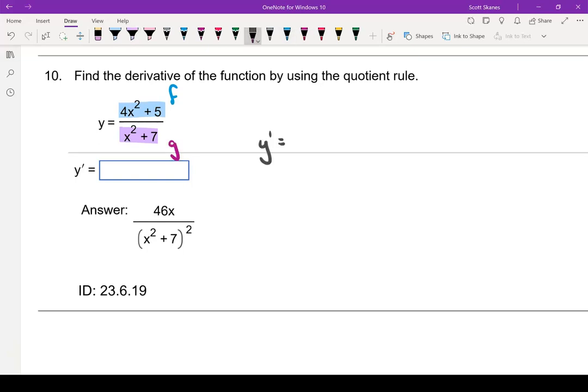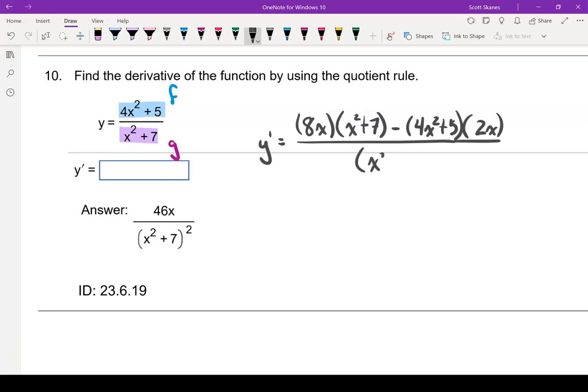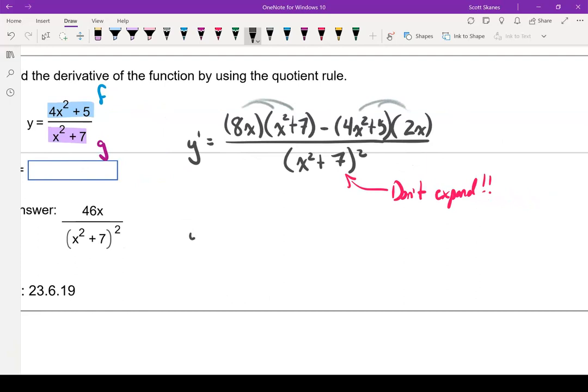And what am I doing? Derivative of the top is 8x. And the bottom, again, has two terms, so make sure you multiply by that. Minus the top thing is 4x squared plus 5. The derivative of the bottom is 2x. And the bottom is x squared plus 7, and then that's all squared. And you should expand the top. So never expand the bottom. I've said that a few times in class, but just when you're doing the quotient rule especially, please don't expand the bottom because it will just make things messy. The top should simplify nicely for the questions that I give you.